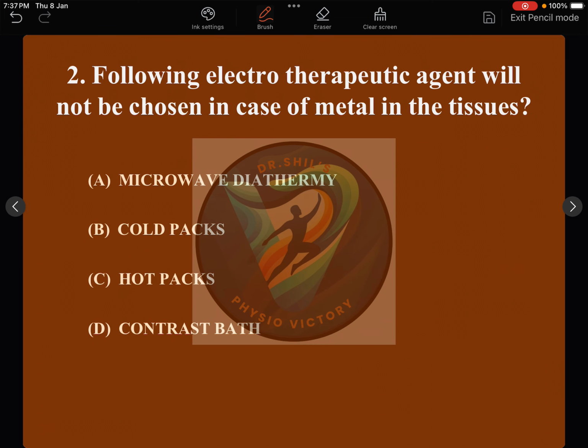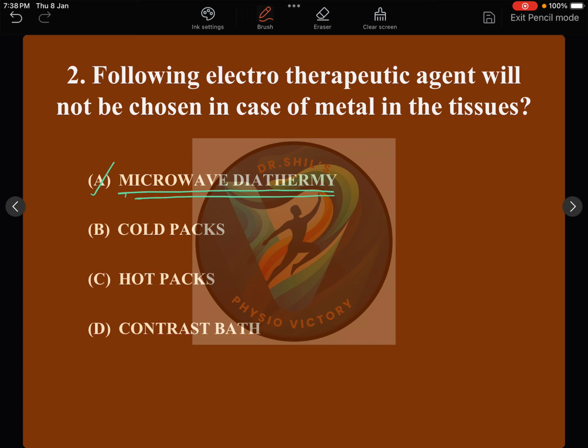Next, come to question number 2. Following electrotherapeutic agent will not be chosen in case of metal in the tissues. Option A, microwave diathermy. Option B, cold packs. Option C, hot packs. Option D, contrast bath. Here, the correct answer is option A, microwave diathermy.